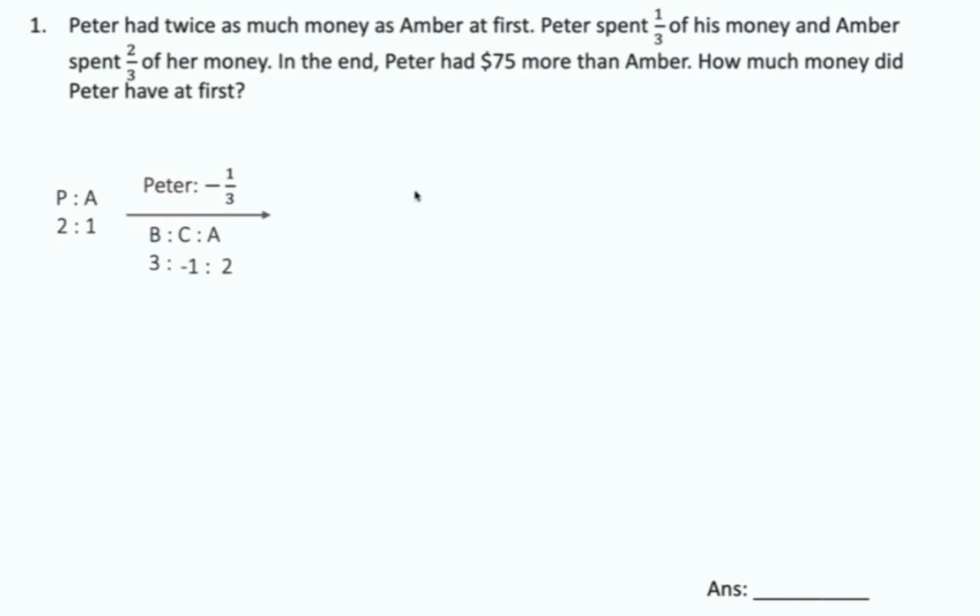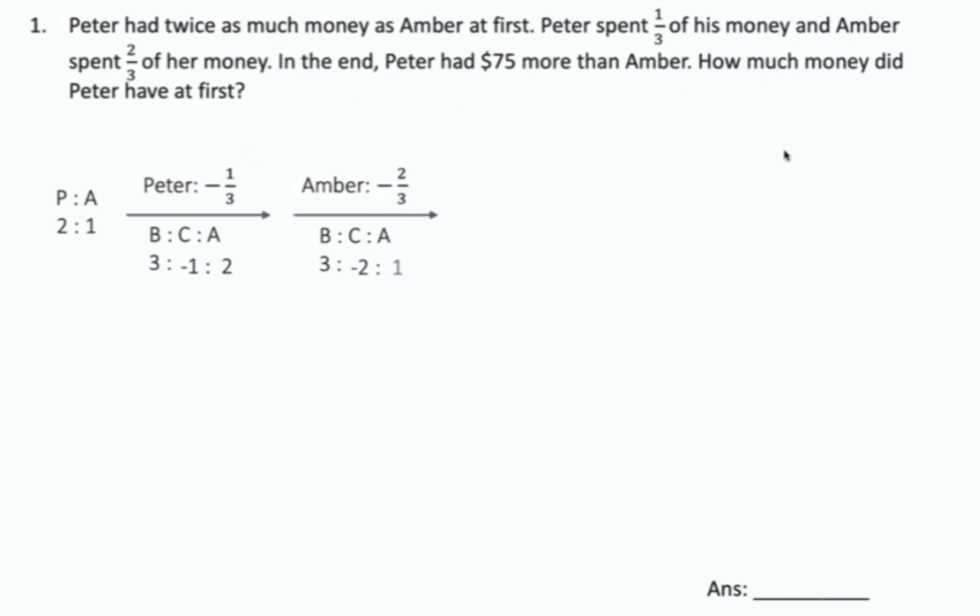Now, let's continue. Amber spent 2/3. Draw a line for Amber. Amber spent 2/3, meaning Amber must have 3 parts and she spent 2 parts of the 3 parts. So begin with 3, she spent 2 parts and is left with 1.